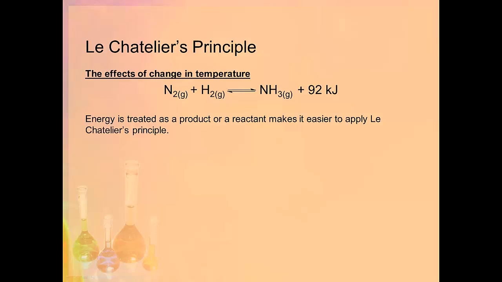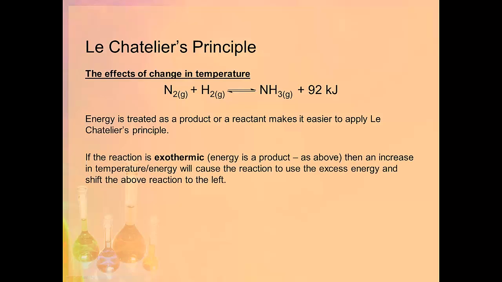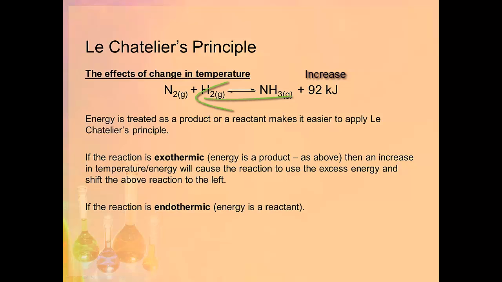apply Le Chatelier's principle. So what's going to happen if we increase the temperature? The reaction is going to shift to the left. Okay, increasing the temperature is going to shift this reaction to the left. If we decrease the temperature, it's going to pull the reaction over to the right. The equilibrium position is going to be shifted to the right.